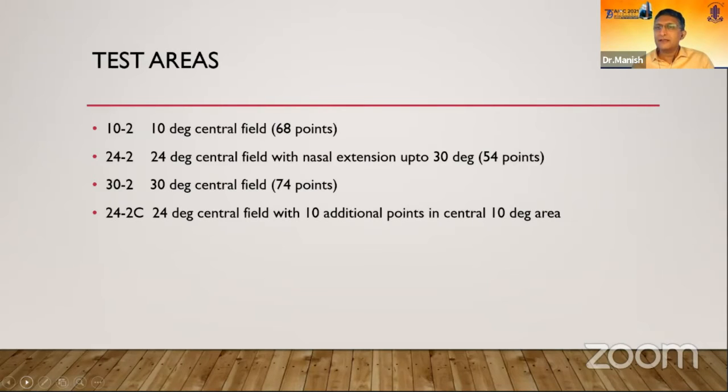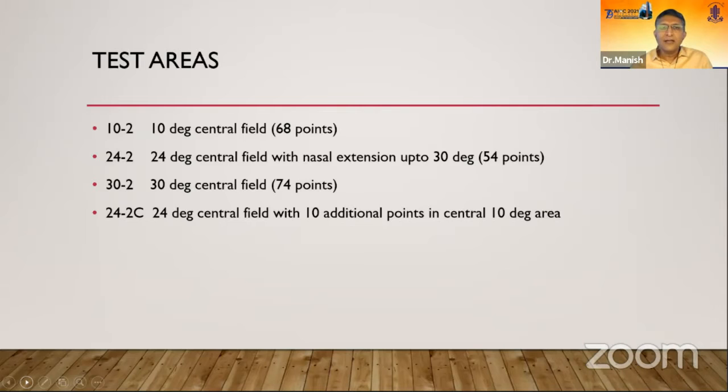The point of doing this is that usually Anderson's criteria and all were applied to 30-2 tests, and they said ignore the edge points. So in the 24-2, edge points are not tested. So you cannot say you have to take into consideration all the points. And in the nasal field, it goes up to include the nasal step area, which is very commonly affected in early glaucoma. The 30-degree field is the 30-2, which tests 74 points. And this was the test which used to be done more popularly.